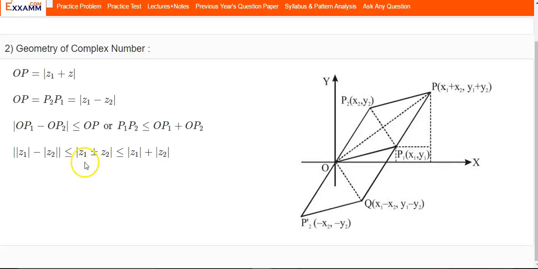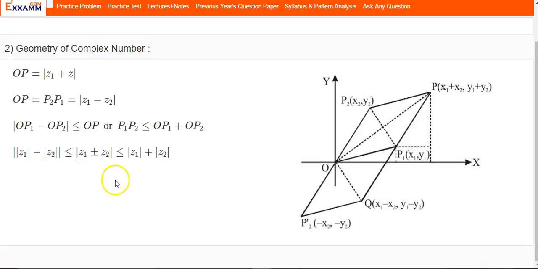So for the maximum value of this expression, we will have to use the right hand side of the inequality. So if modulus of Z1 plus minus Z2 is always less than or equal to 3, then the maximum value it can attain is 3. Similarly, if it is greater than or equal to 2, then the minimum value it can attain is 2.